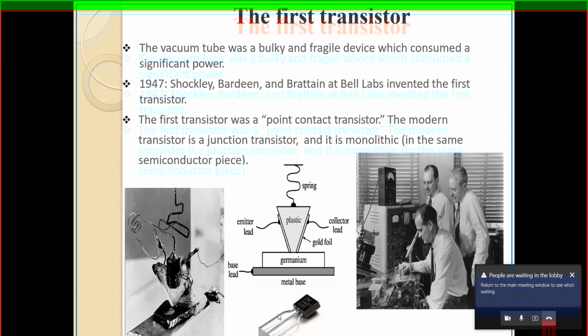There are three terminals of the transistor: one is the base terminal, another is the emitter terminal, and the third is the collector terminal. This is how the first transistor was implemented at Bell Laboratory. The base is in the middle, and the others are the emitter and the collector. How do you identify them? Facing the transistor, the left side is the emitter, the right side is the collector, and the center is the base.